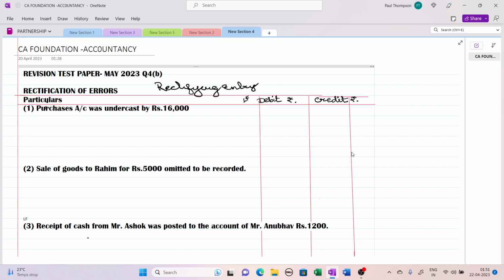So in this case, we can't touch the nominal accounts, because all of you know very well that the nominal accounts get closed at the end of the accounting period. You are all pursuing CA, you must be having that type of knowledge, I hope so.